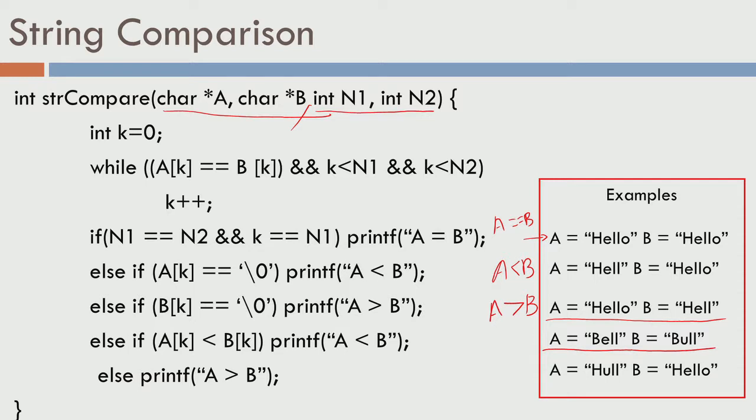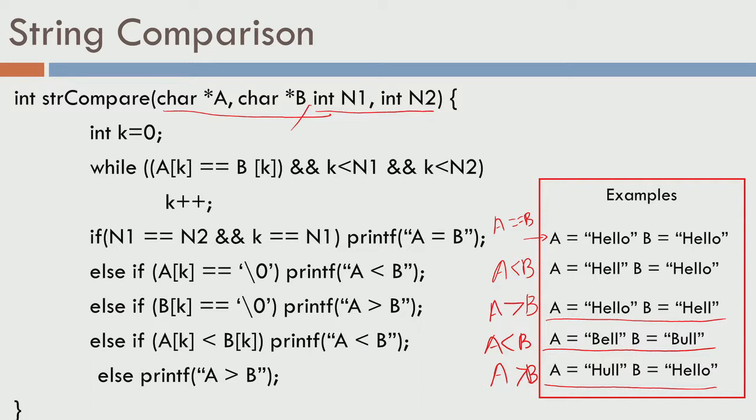In this example, they are both of the same length, but the length does not matter. If you look at the second character, there is E here and there is U here. Therefore, in the dictionary, bell will come before bull, so string A is before B. And in this example, hull will come in the dictionary after hello. So, we have A greater than B. These are some examples. I want to be able to handle all such cases.